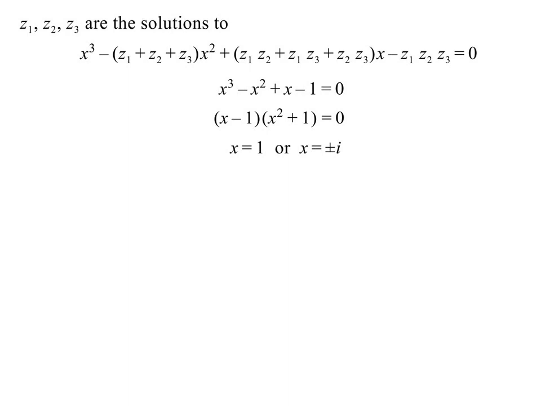There's the three numbers. Now it doesn't matter which one I call Z1, which one I call Z2. They're really just saying what are the three numbers, and there they are.